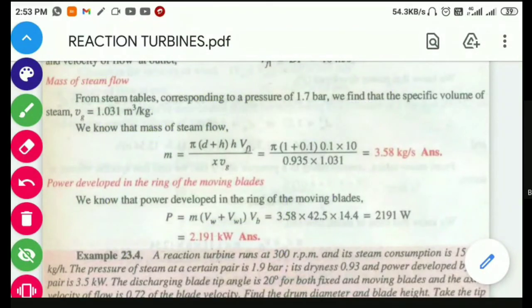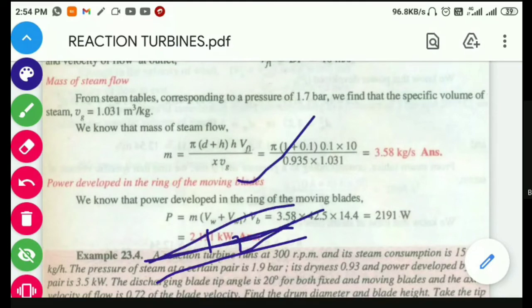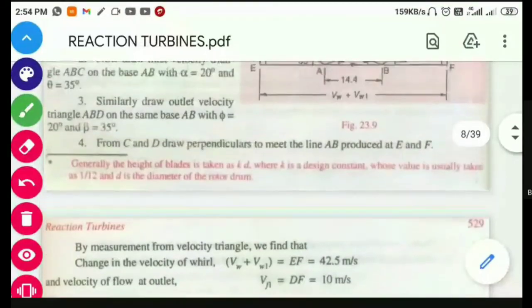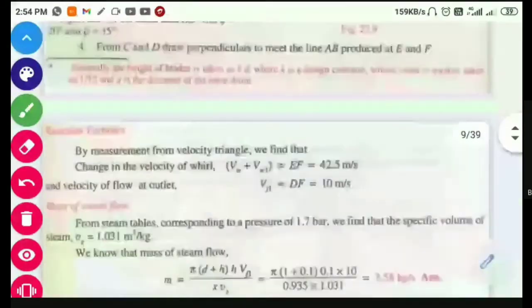After that you have to find the power developed. The formula is power P equals m into Vw1 plus Vw2 into u. These values you can take from the velocity triangles, and again you will get the power. This is the second problem, a similar problem but with one additional point given. Any doubts?